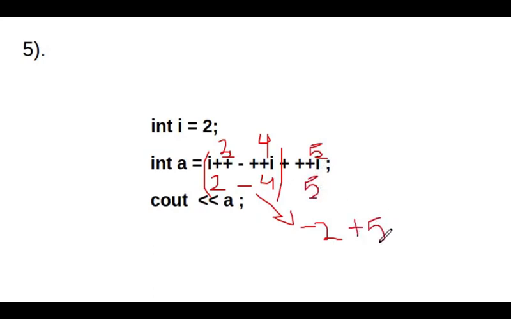So 5 will be added to -2. So the final output that we will get as the value of a is 3. Let's check the output of this program.